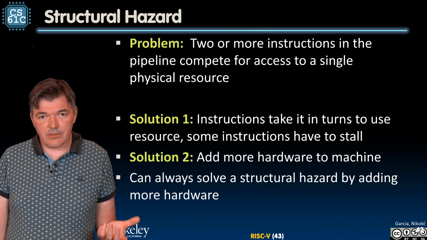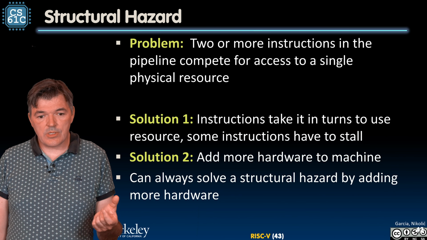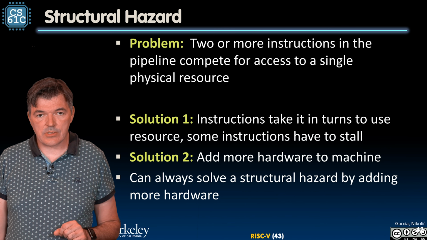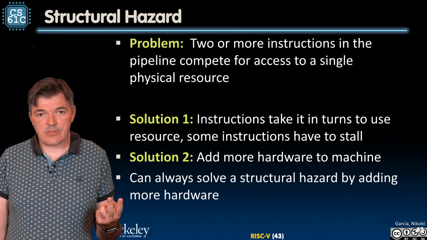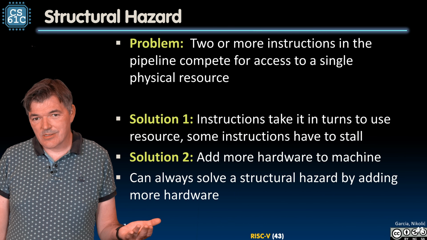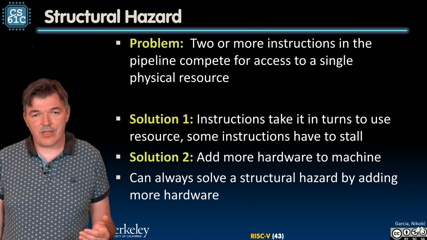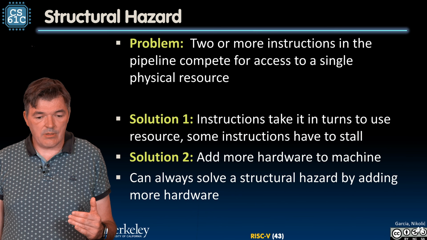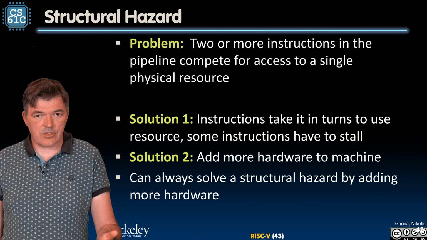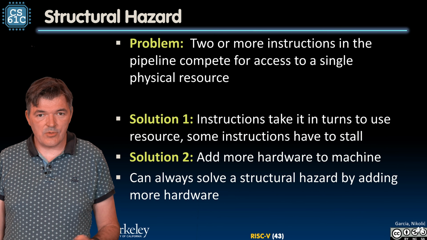So in general, structural hazards appear because two instructions in the pipeline compete for the same resource. There are two ways to address structural hazards. One is to stall, and that's what I've just described as a possible outcome for not having a PC plus 4 adder. Essentially, the next instruction would stall until the previous instruction is finished using that resource.